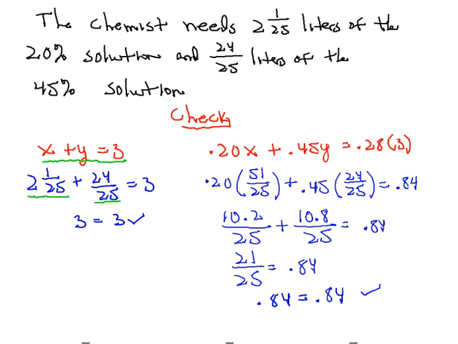And then the second equation in our system in its original form was this. The 0.20x plus 0.45y is equal to 0.28 times 3. And so what we'll first do is substitute the value for x here as an improper fraction and the value for y. And multiplying further, the first term becomes 10.2 over 25, and the second term 10.8 over 25, which will simplify to 21 over 25 and converted to decimal form is 0.84. So we can see that both of these values check in both equations.